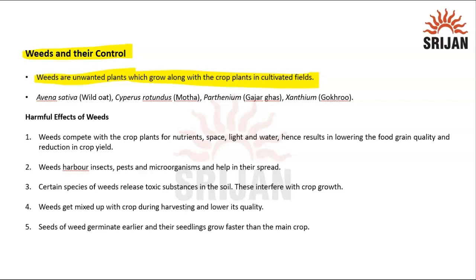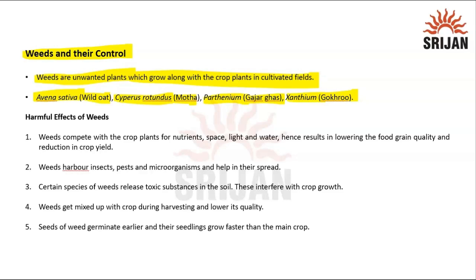The reason is the same plants will be utilizing the nutrients which are present in the soil and actually cause soil infertility. And that is why we consider them as weeds, which are unwanted plants. Now, if I give you examples of such weeds, it will be Avena sativa, which is also known as wild oat, or Cyperus rotundus, also known as motha, or Parthenium, also known as gajar ghas, or Xanthium, also known as gokuru. So these are very common weeds that we find in cropping areas generally.